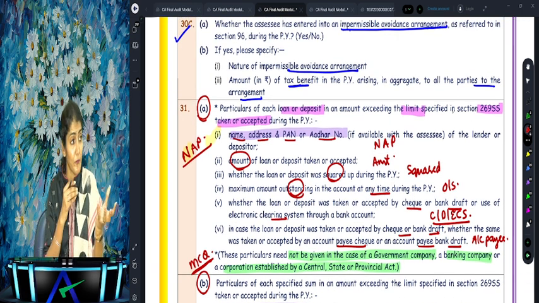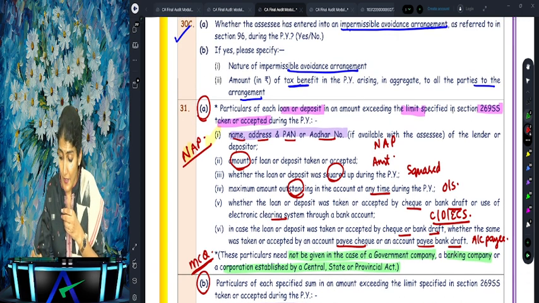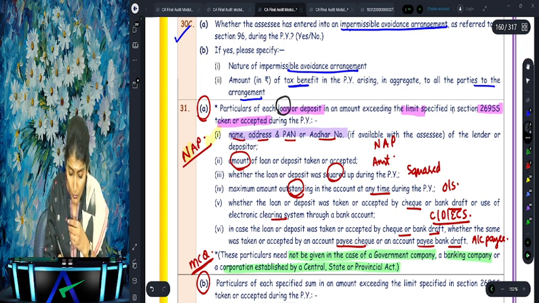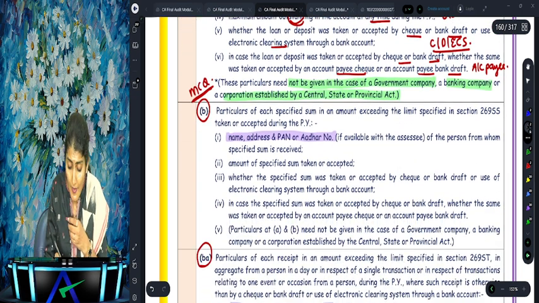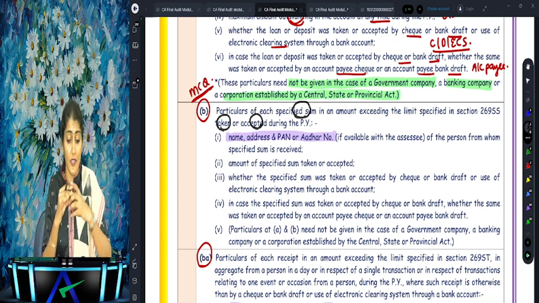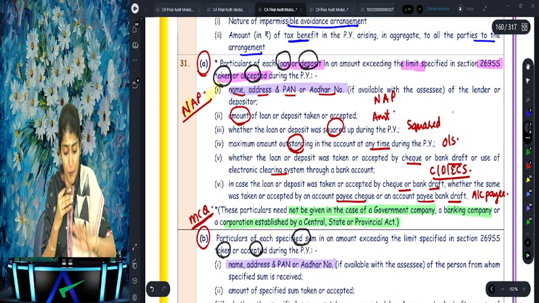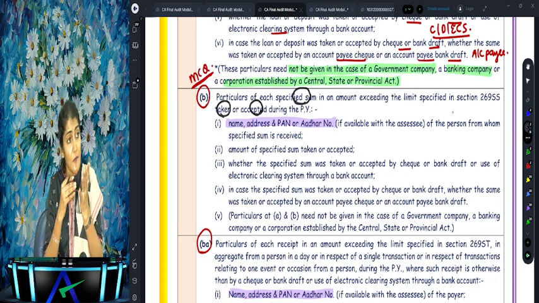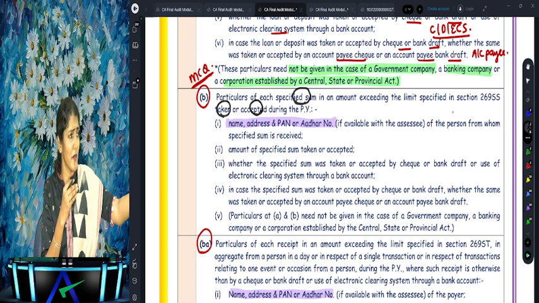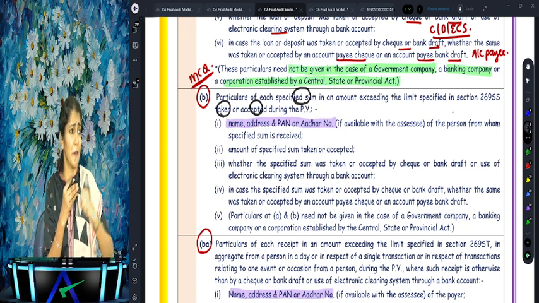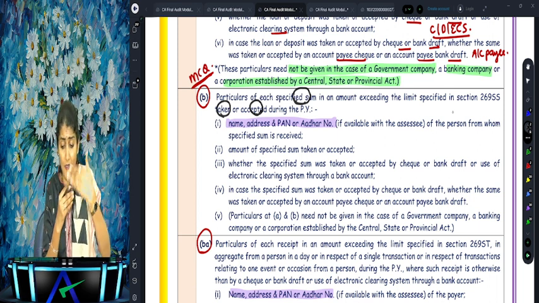Okay, what is 31A? Particulars of each loan or deposit taken or accepted. Are you all with me? Loan or deposit taken or accepted. What is 31B? The particulars of each sum, again exceeding the limit, taken or accepted. Right, so it is similar. In 31A they say loan or deposit. In 31B they talk about the specified sum. Like, I have entered into a contract with some person, they've given me an advance, so I have received the money. Also particulars of a specified sum taken or accepted exceeding the limit.